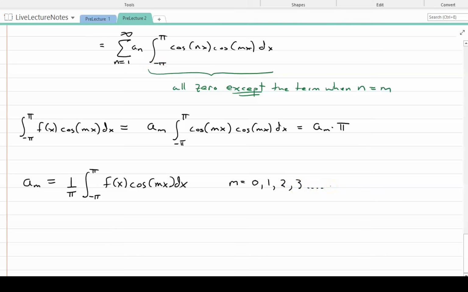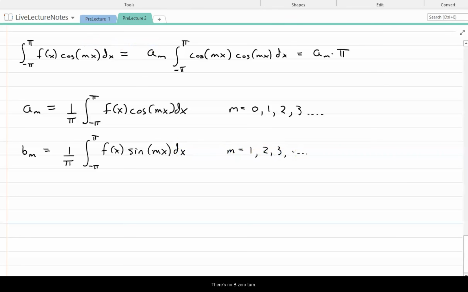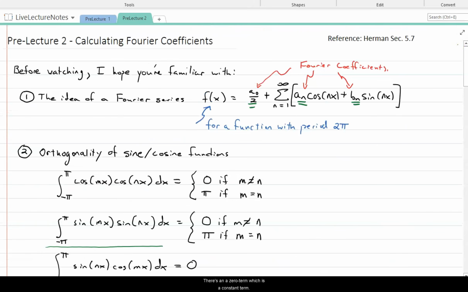How do I get the b's, b_m? Hopefully it's not too hard to see. You go through those same steps: the integral from minus pi to pi, f of x, sine of mx dx. Here m is equal to 1, 2, 3, and so on. There's no b0 term if you go back up and look at the Fourier series. So let's go back up and look at the Fourier series all the way to the top. There's an a0 term, which is a constant term, and then there's a1, a2, a3, and b1, b2, b3, but there's no b0 term.